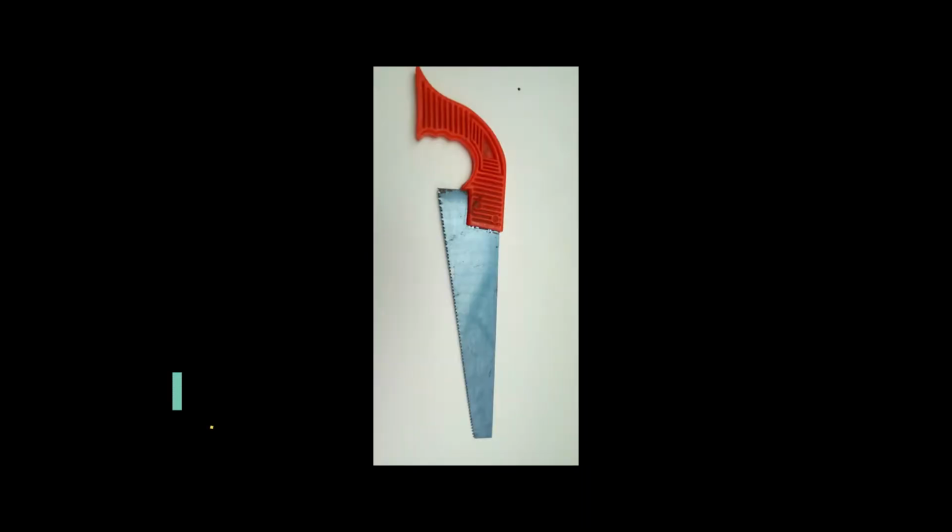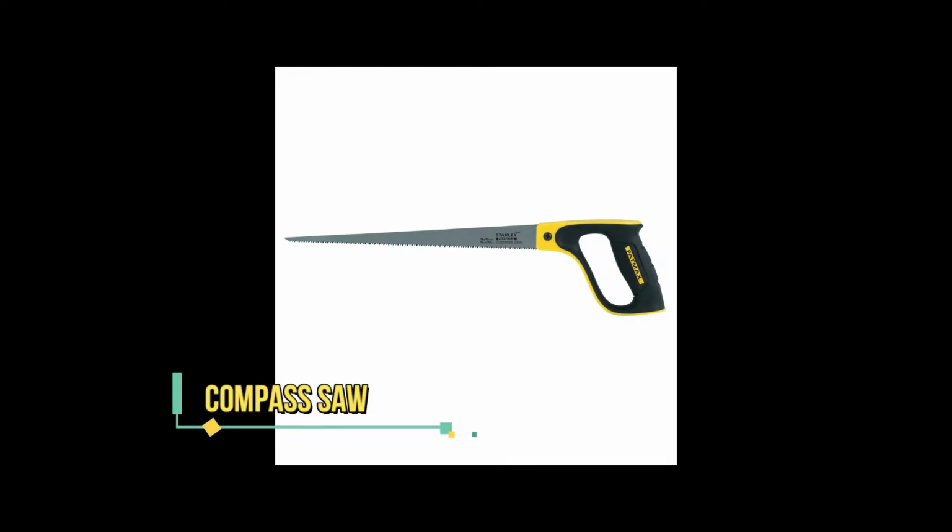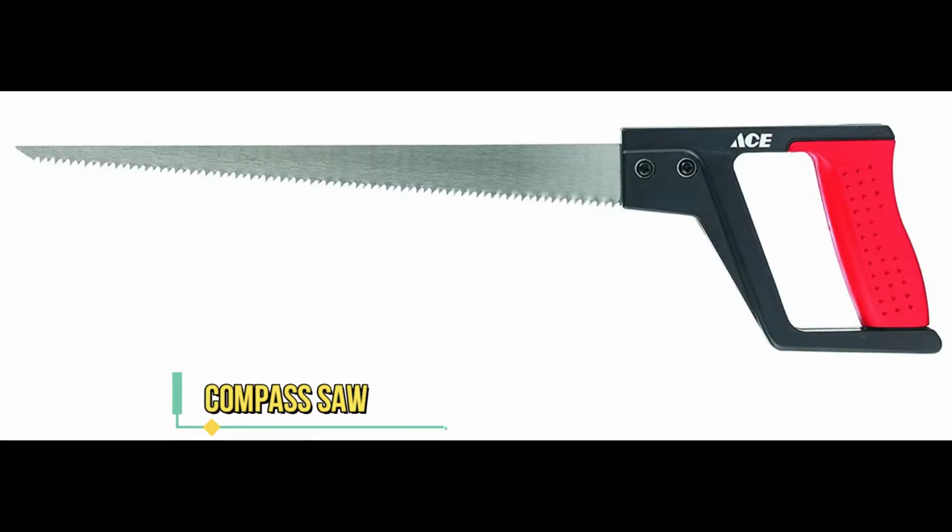The next one is the compass saw. Compass saw carries a tapered blade, and is one of the special saws having a thin, narrow and flexible blade. This type of saw is commonly used for cutting curves on the inside or outside surface of the piece of wood. Its blade contains about 10 to 12 teeth per inch.